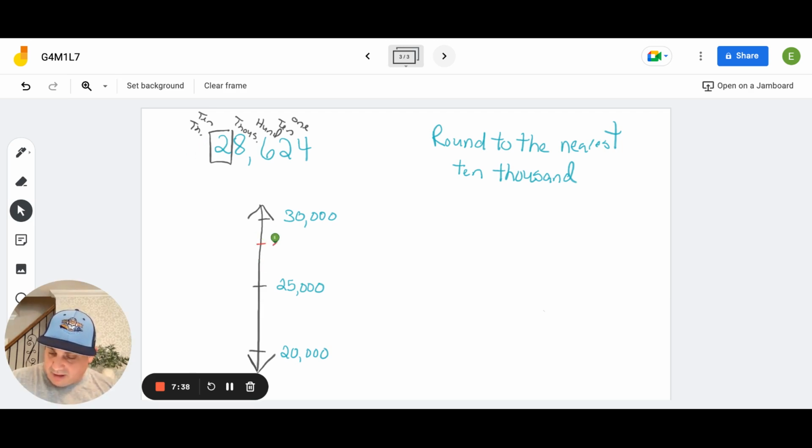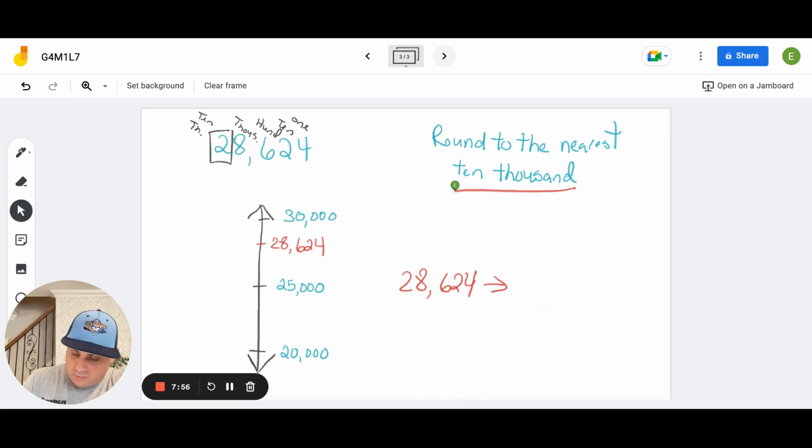It doesn't have to be exact. Well, it can't be exact. You just know that it's falling above the midpoint. So it's going to be closer to 30,000. So 28,624 rounded to the nearest 10,000 would be 30,000.